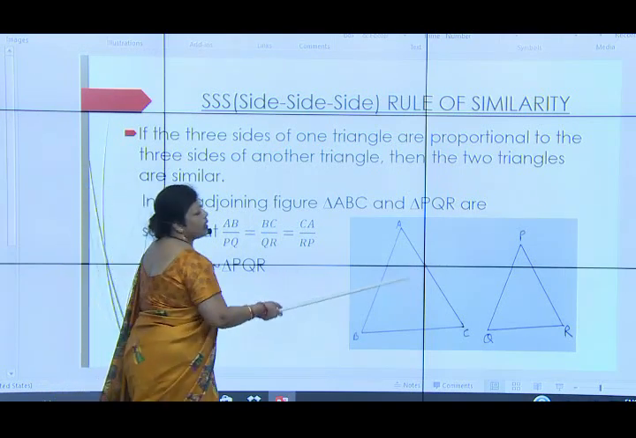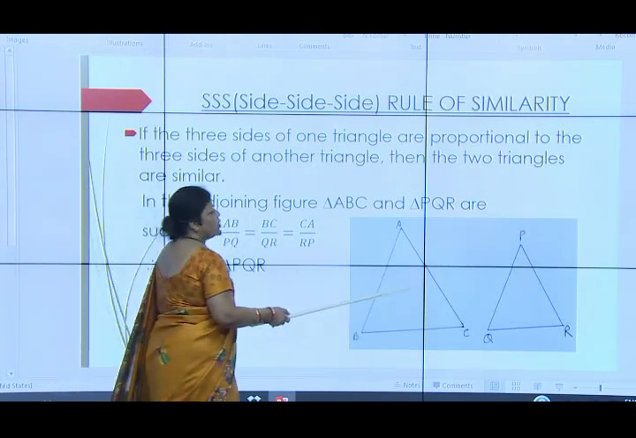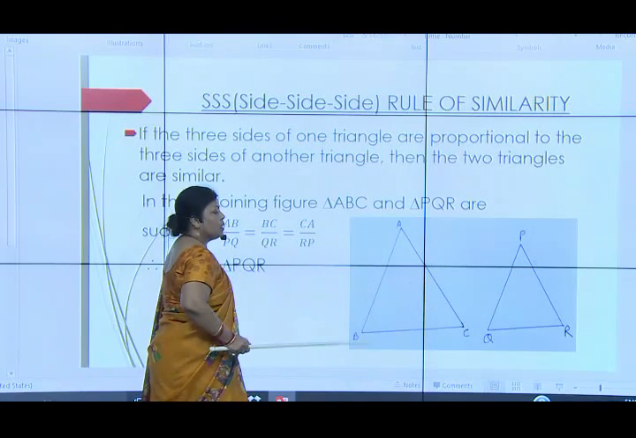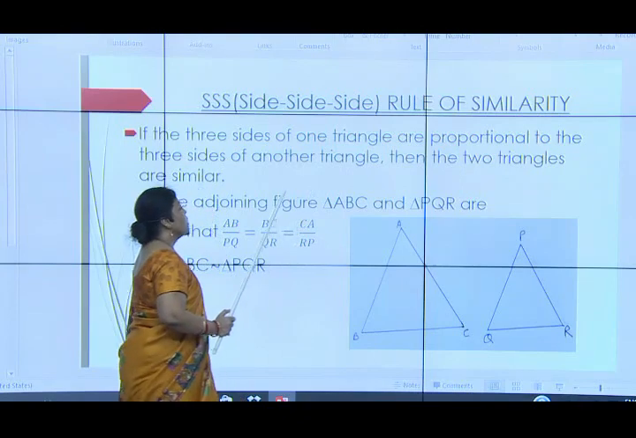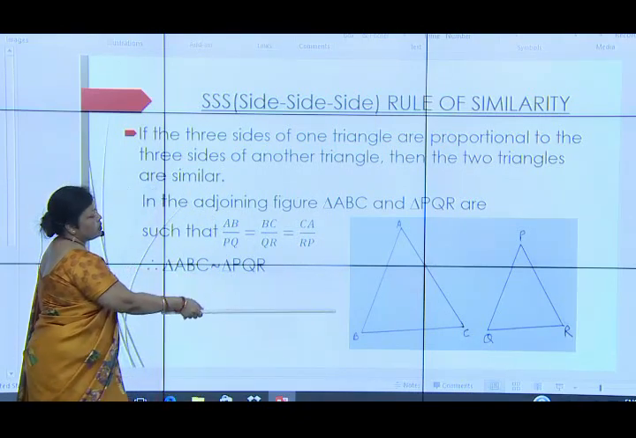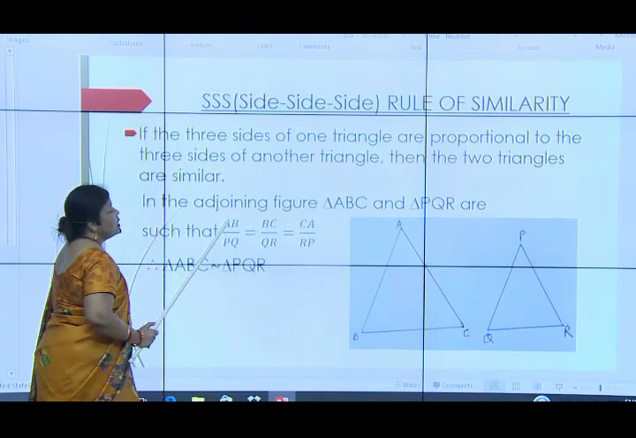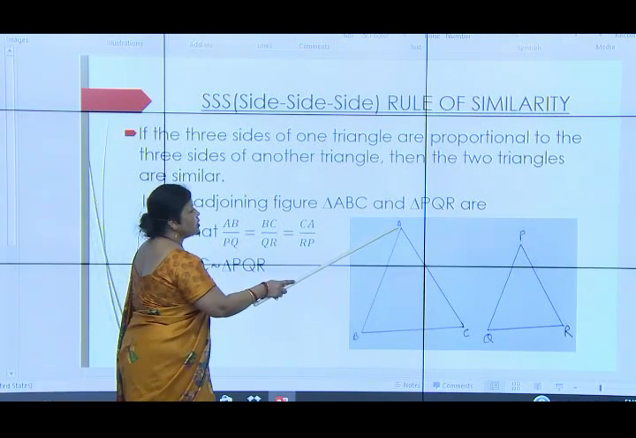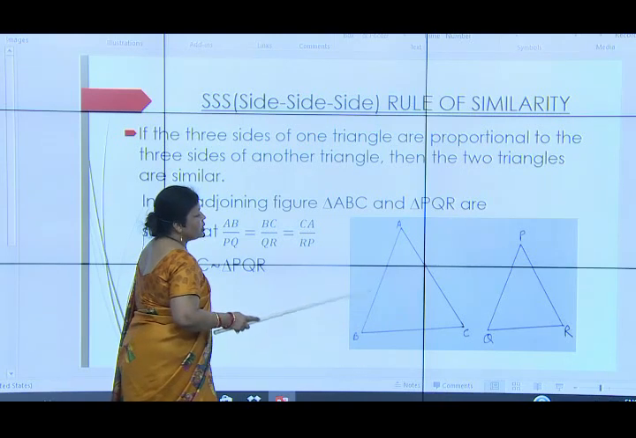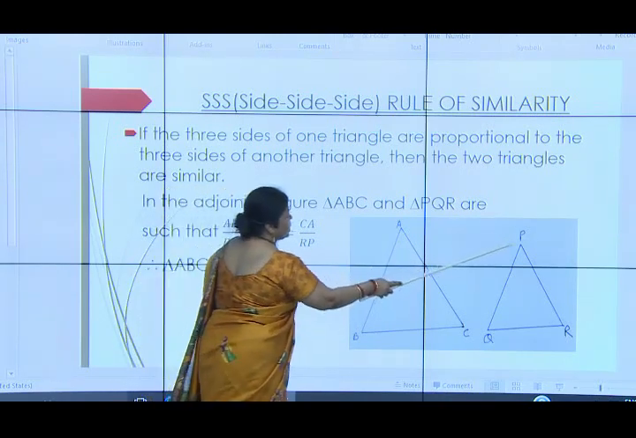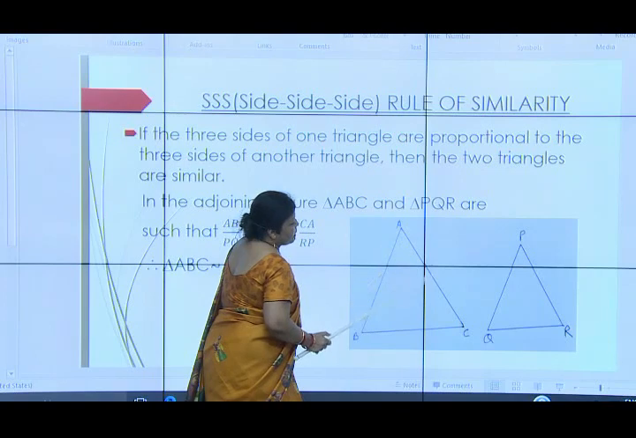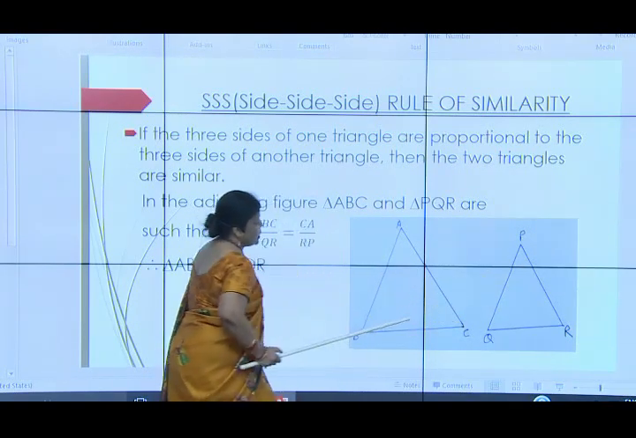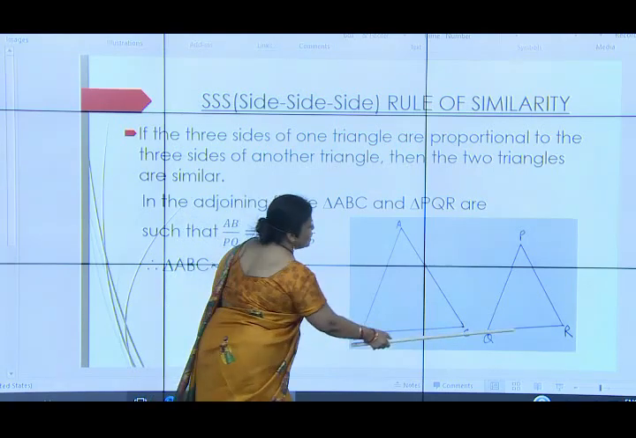You already know that the triangles are not equal, their lengths are not equal, but their side ratios should be equal. Like in the adjoining figure, triangle ABC and PQR, if we are taking the corresponding sides, what are the corresponding sides? The side corresponding to AB will be PQ. The side corresponding to AC will be PR, and the side corresponding to BC will be QR.